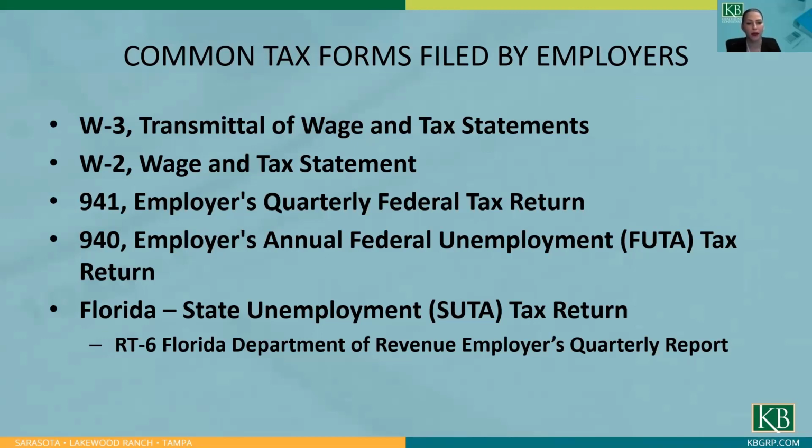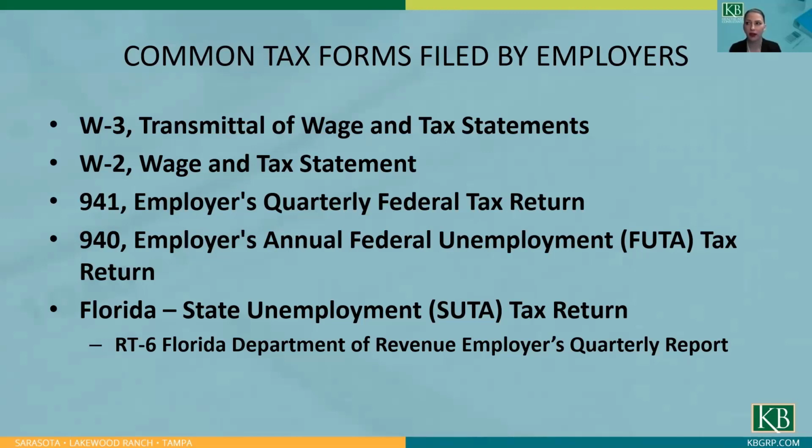The form above W-2, Form W-3, may be less familiar. Essentially, the W-3 summarizes all of the W-2s filed by an employer, and that form is also transmitted to the IRS so that they can reconcile the total of the W-2s to the amount deducted by the employer.